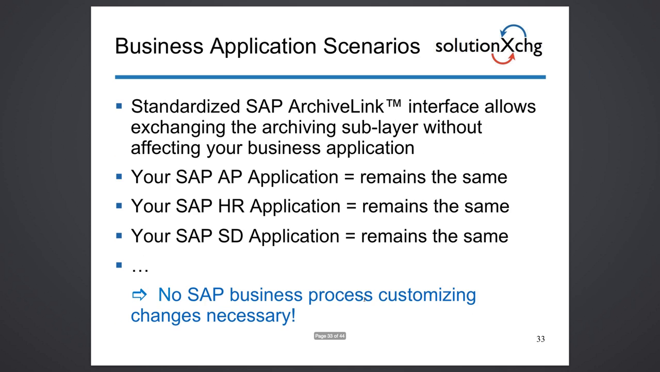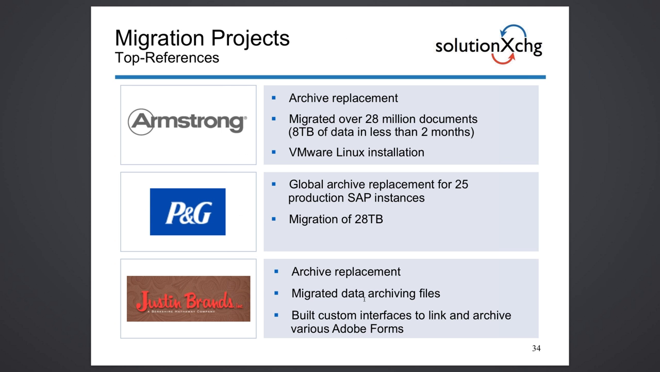I jump over that because we have talked a lot about it. We have a few examples here. Armstrong is one of the largest migrations we have done. Another one for Procter and Gamble, very high volume here as well, and a migration for Justin Brands, mostly data archiving files and some printing forms that were migrated.